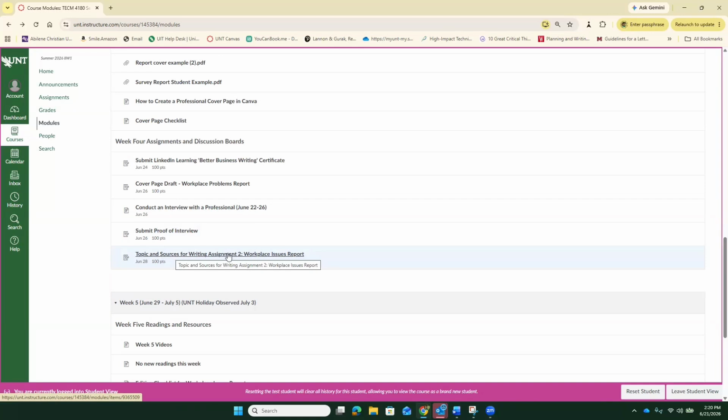Remember, the purpose of this is to convince human resources to say, hey, these are some issues that we are dealing with in the workplace, and these should be the priorities that you make. So you determine what issues you are going to recommend through the eyes of your interviewee. So the interviewee is one of your sources.